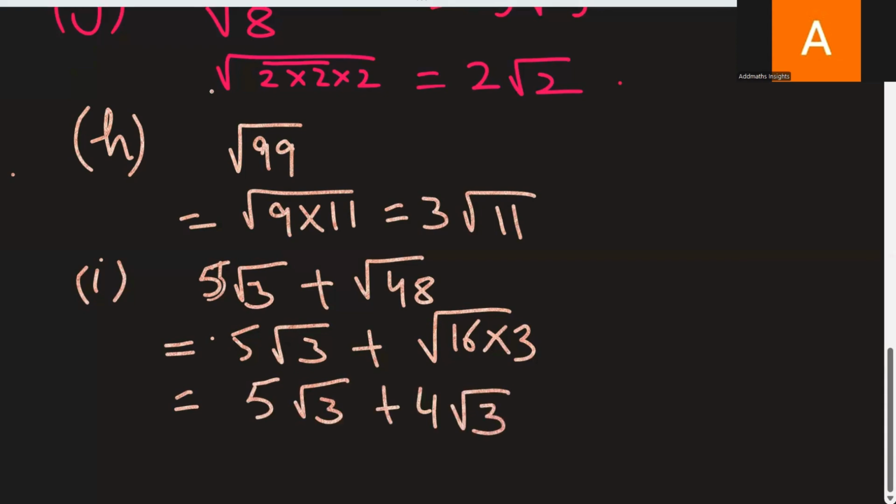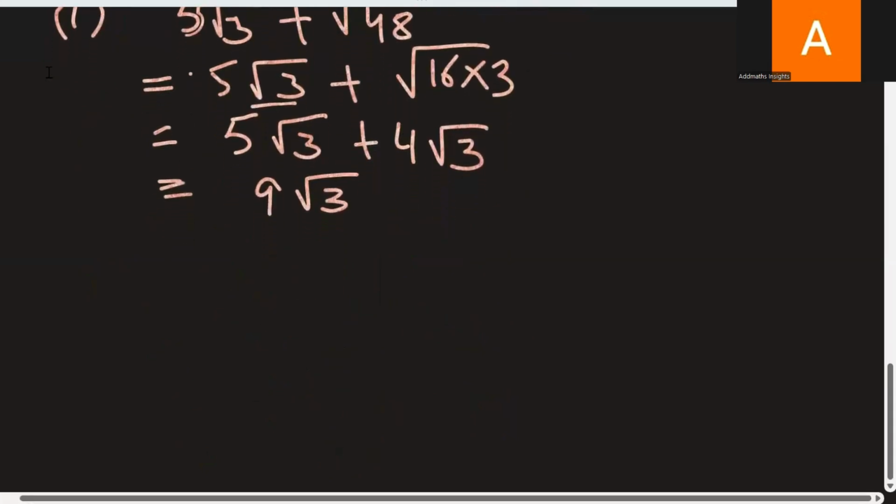Now you can add them. 4 plus 5 is 9. So this is 9 under root 3. Your final answer is 9 under root 3. So actually we have to make the surd the same: under root 3 here and under root 3. Now you can add them.